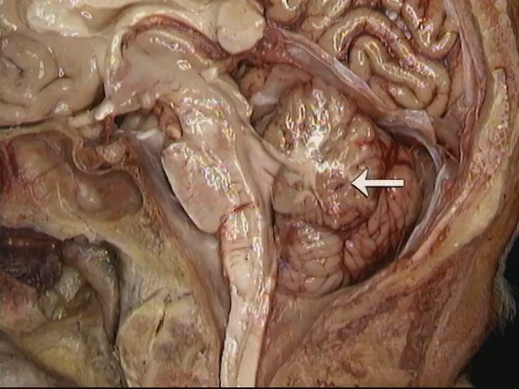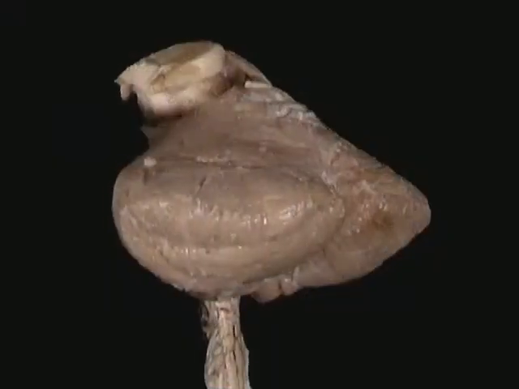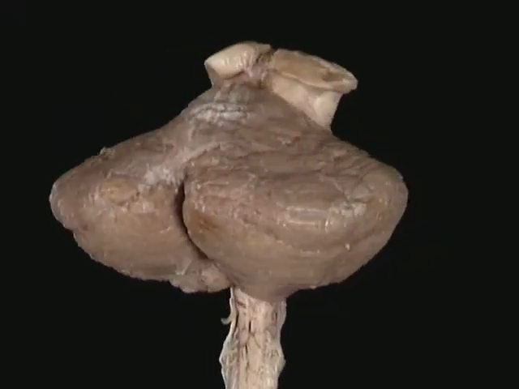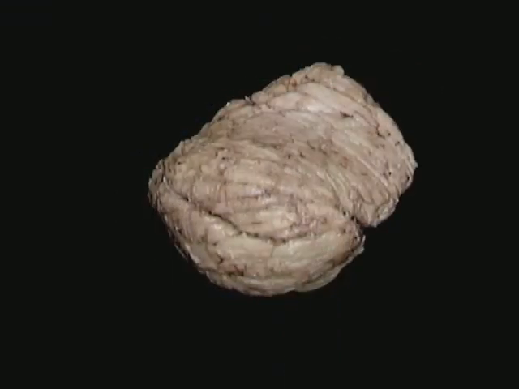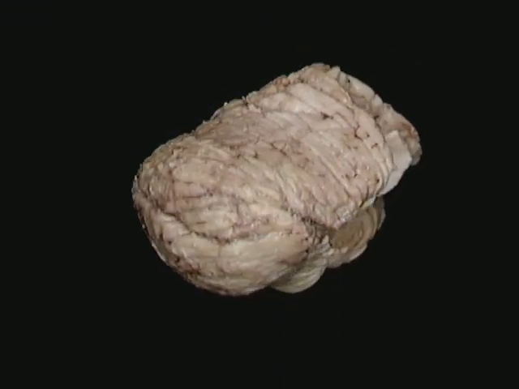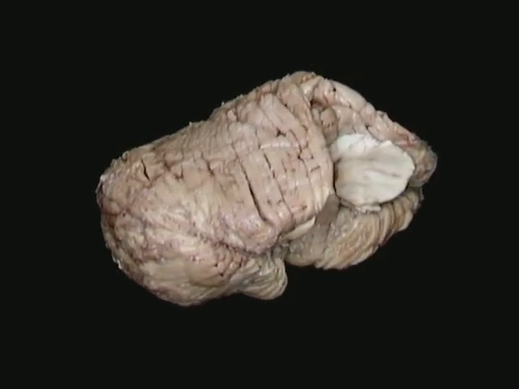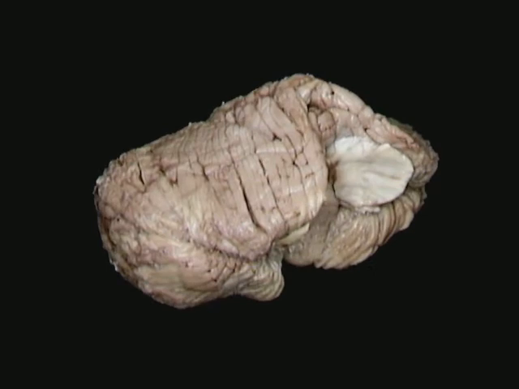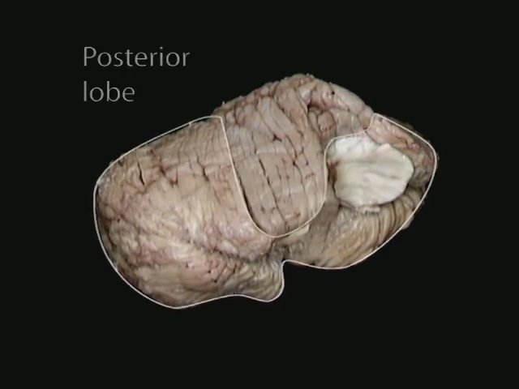The cerebellum occupies most of the posterior cranial fossa. The tentorium is just above it. To see the cerebellum better, we'll look at it by itself. The surface of the cerebellum is marked by many parallel fissures, some deeper than others. This deep primary fissure divides the cerebellum into a small anterior lobe and a large posterior lobe.